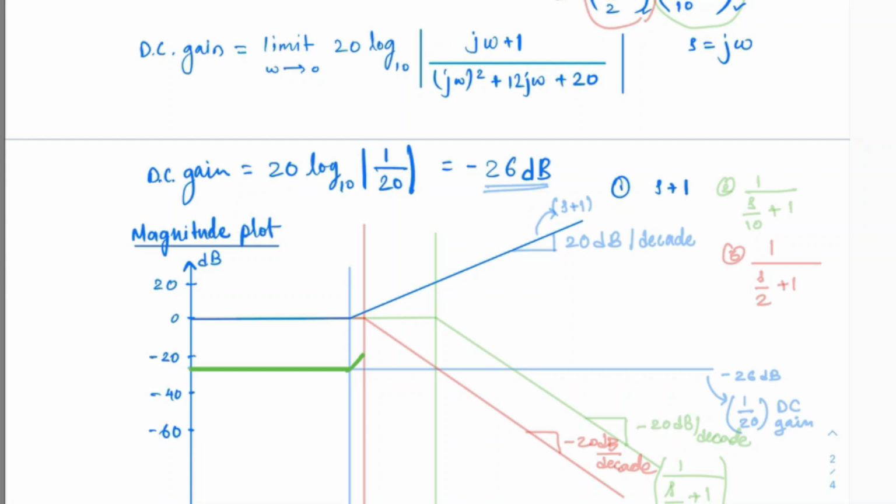and then the component of 1 over s by 2 plus 1 would compensate for the plus 20 dB per decade slope with a minus 20 dB per decade slope till this point, and then it would start following the 20 dB per decade slope. So something of this sort would be the final Bode plot.